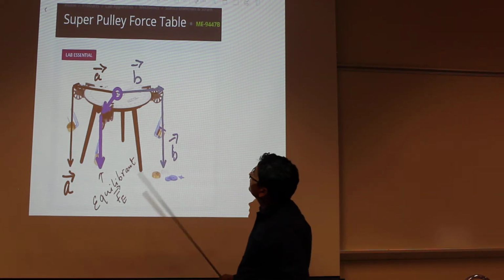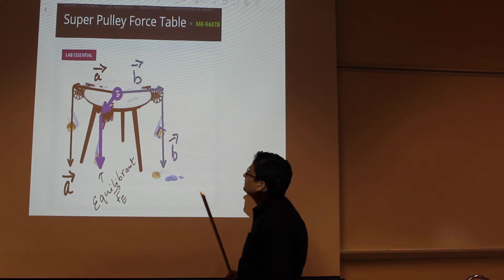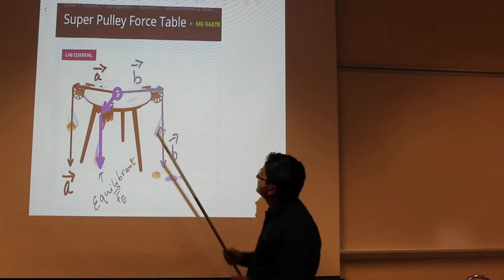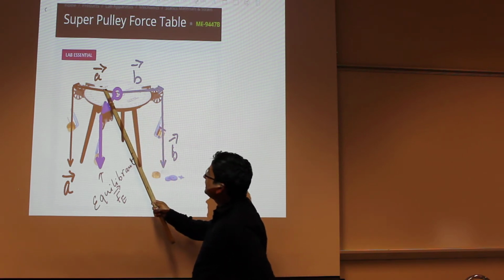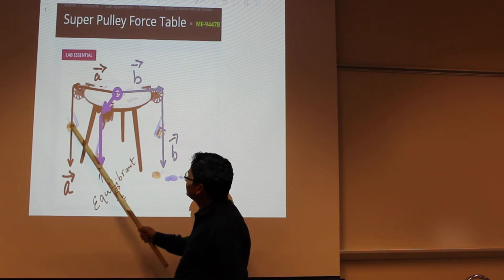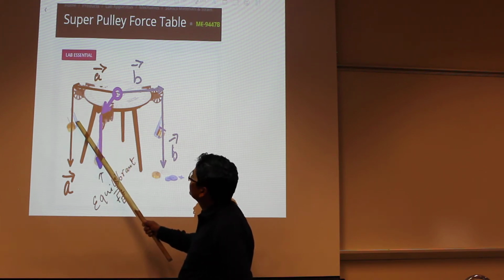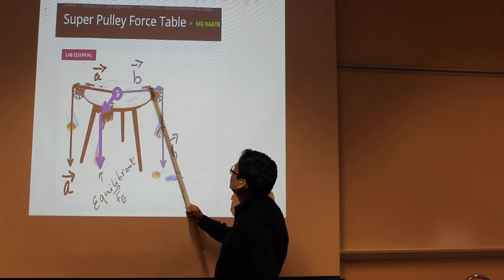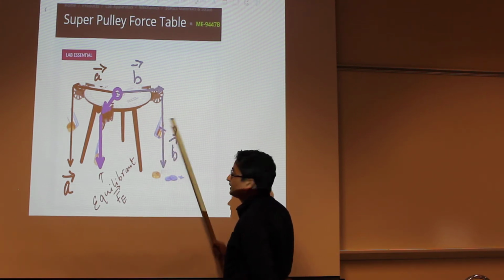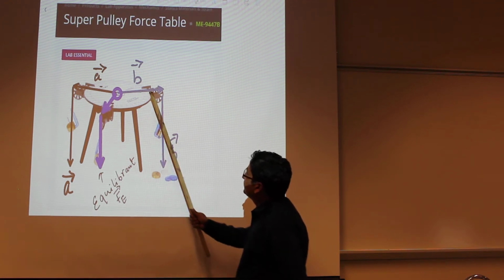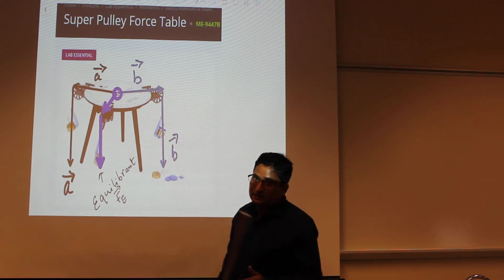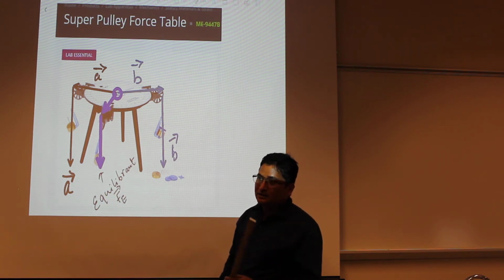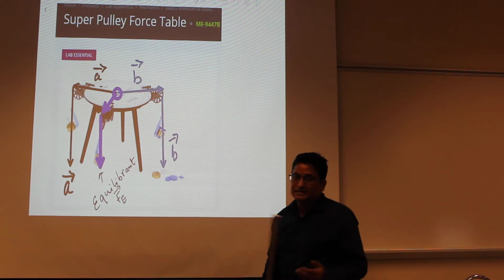Okay, this is the force table lab. In the force table lab, you will add two vectors, in this case two forces. Force A is represented by vector A, the weight of this mass, and the force B is represented by vector B, the weight of this mass. So you have two vectors, and you need to add them and then check experimentally whether the total force you come up with as the theoretical value makes sense or not.